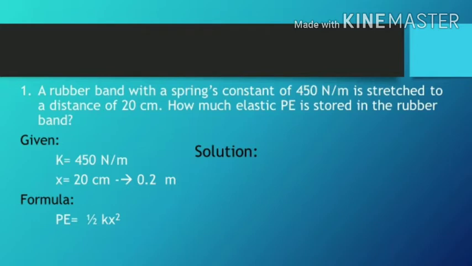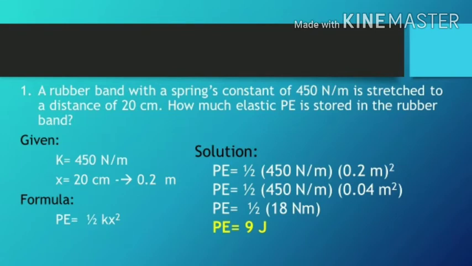In the solution, substitute the givens to the formula. PE is equal to 1/2 times 450 Newton per meter times 0.2 meter squared. 1/2 times 450 Newton per meter times 0.04 meter squared. 1/2 times 18 Newton meter. The answer is 9 joules.